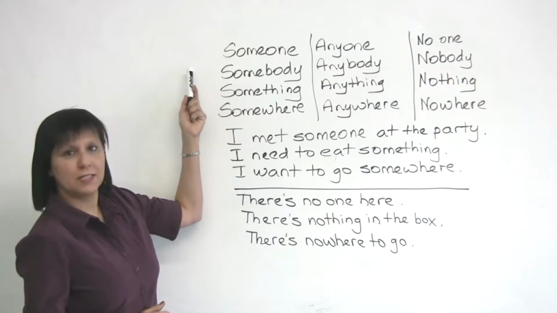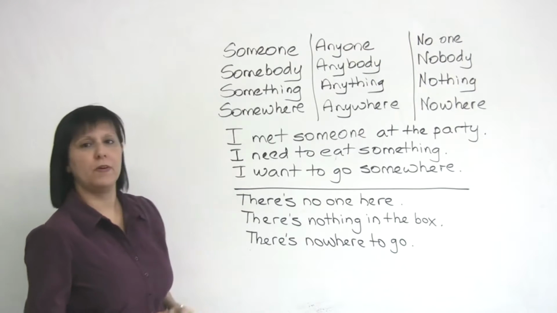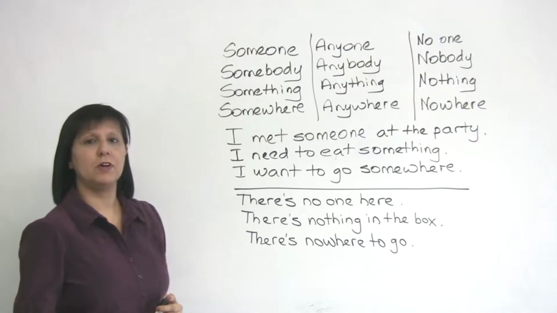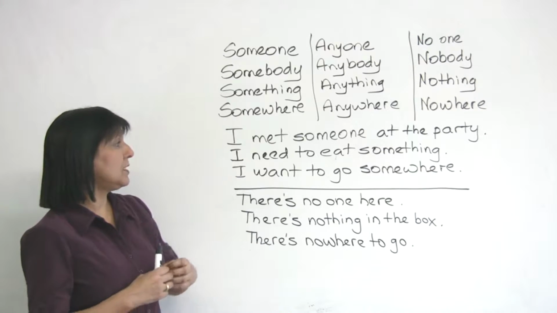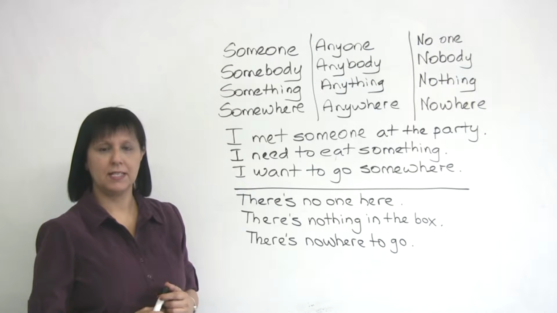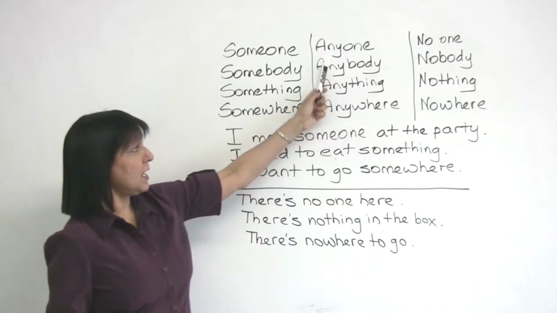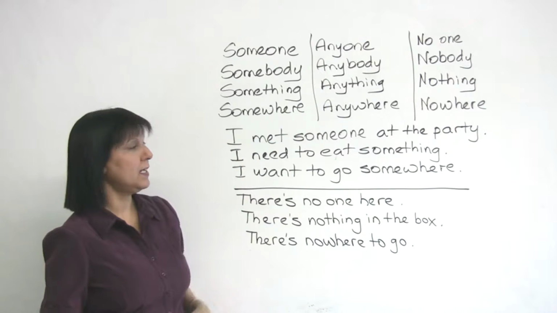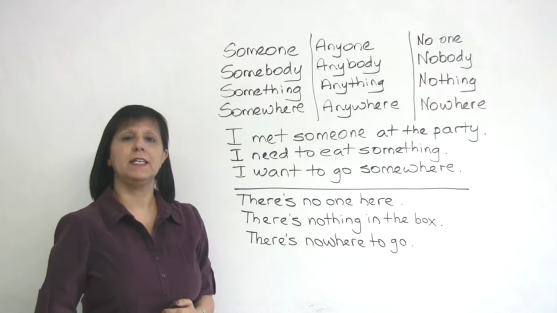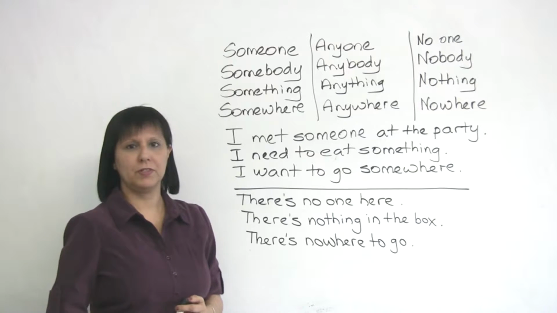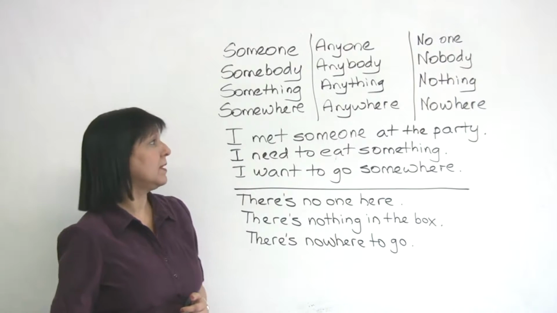So we use someone, somebody, something, or somewhere when we're talking in positive sentences, right? When we're using it in a positive sentence, in an affirmative sentence, all right? We use anyone, anybody, anything, or anywhere when we're using a negative sentence or when we're using a question, okay? When we're asking a question.